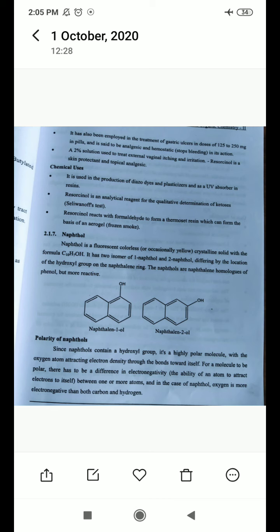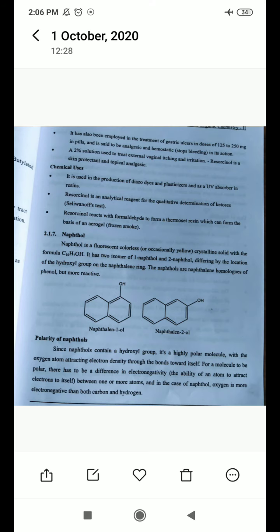So what is Selivanov's reagent? In the Selivanov's test, resorcinol can be used. Why is it used? It can be used for determination of a chemical functional group. In this case, the Selivanov's test with resorcinol is used to identify the ketone group in any other compound.